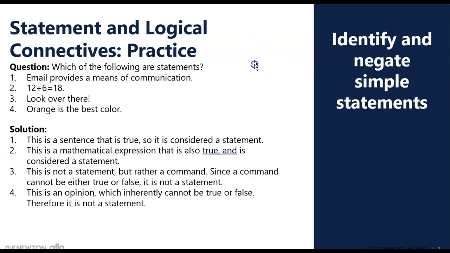So, which of the following things are statements? Email provides a means of communication. That's a full sentence, it's a statement, and it's also true. 12 plus 6 equals 18 is a full math sentence. It's a statement. It also happens to be true. But even if it had said 17, it would be a statement. It would just be false.